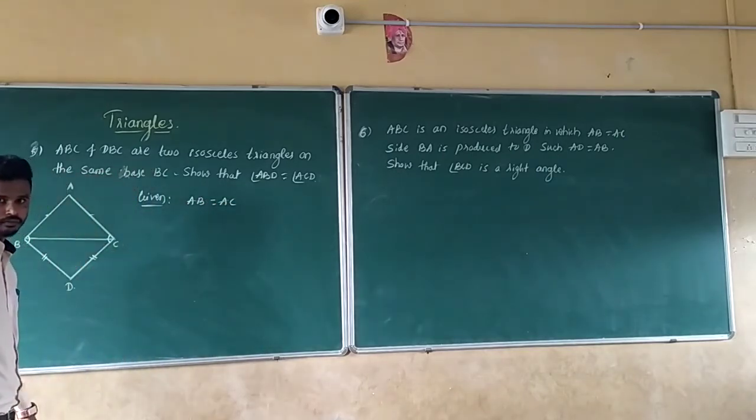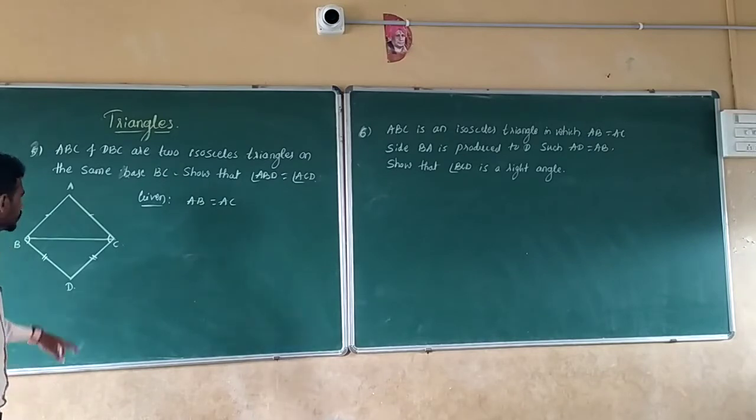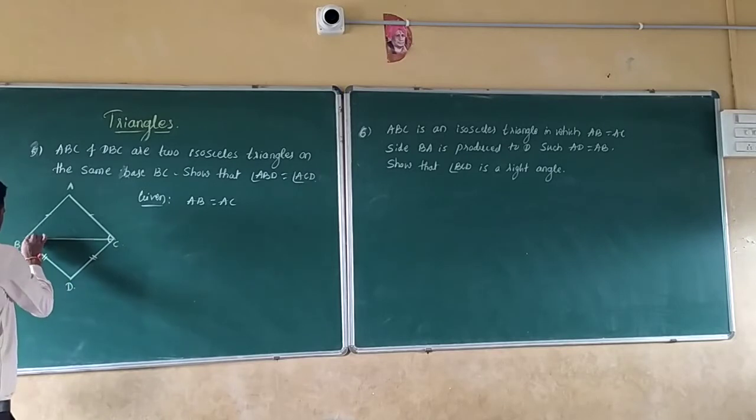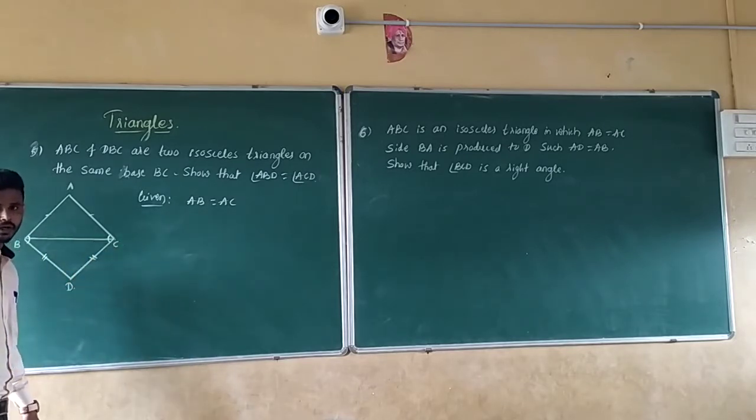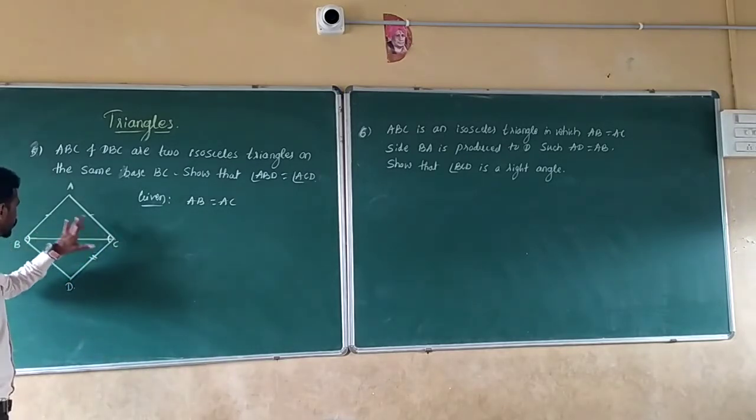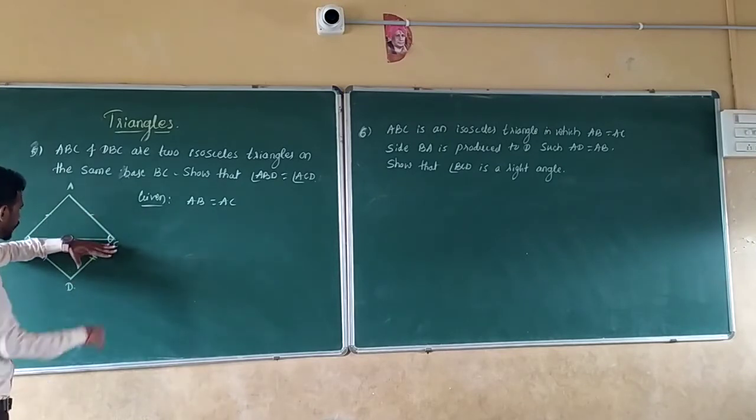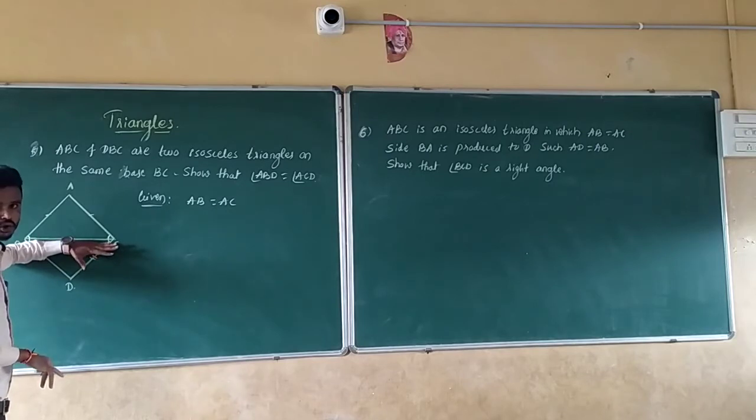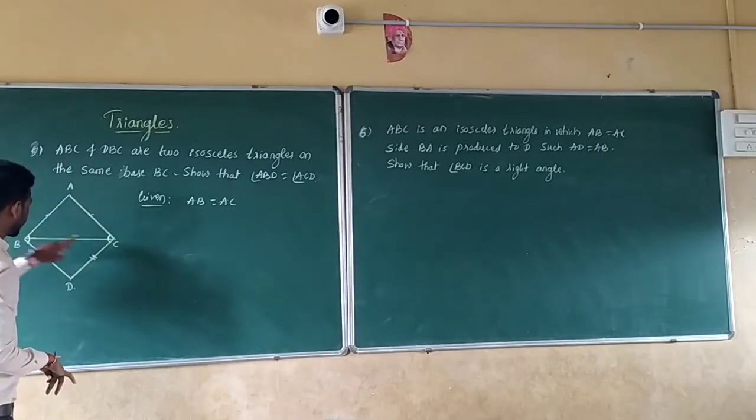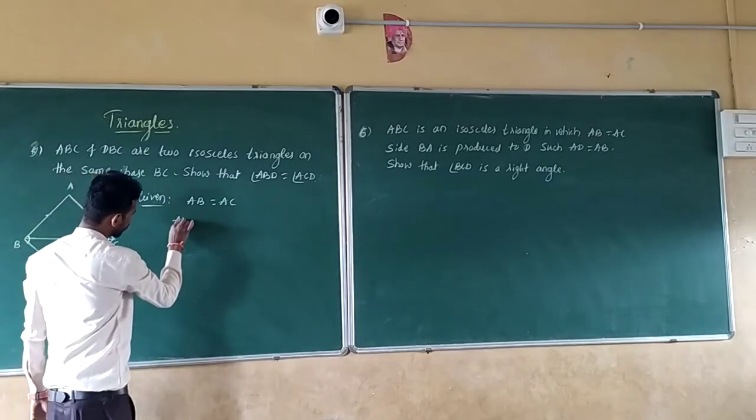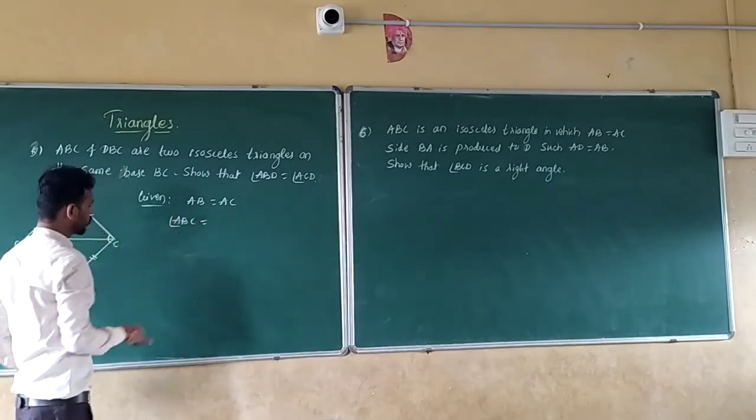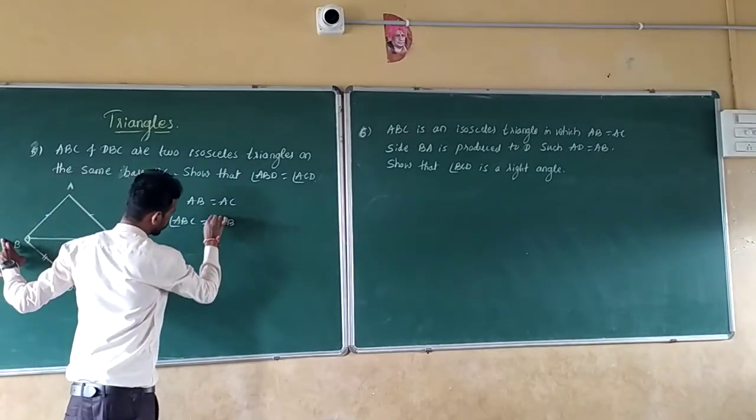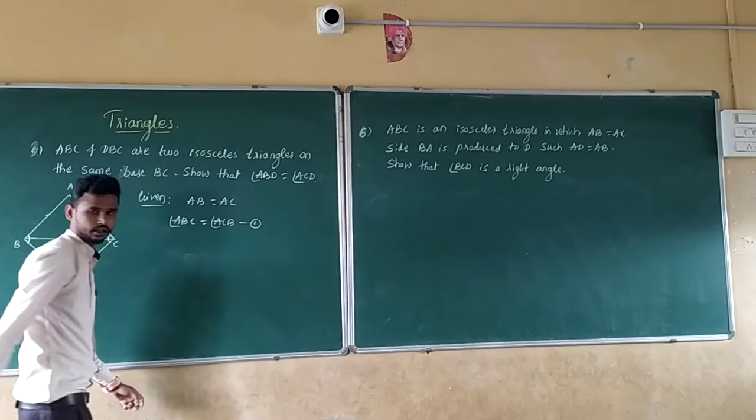Then what can we write? By theorem 1, that is, the angles opposite to the equal sides are equal. Means these two angles will become equal by theorem 1. See now, these two are the opposite angles, so therefore those two are equal. So what you can write? Angle ABC is equal to angle ACB. Let us take this as equation 1.